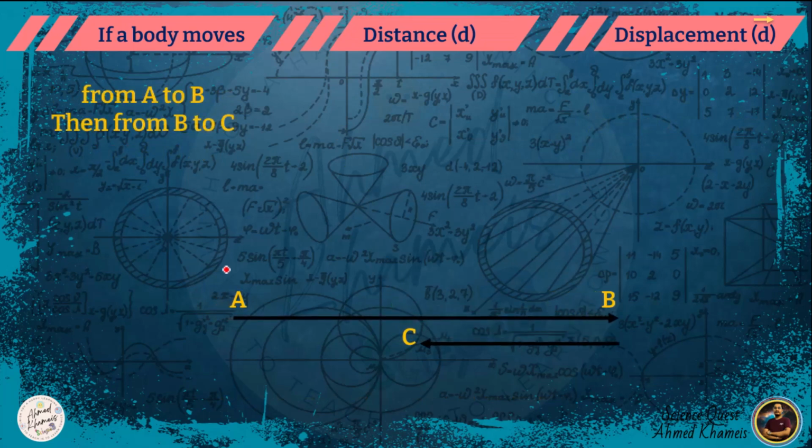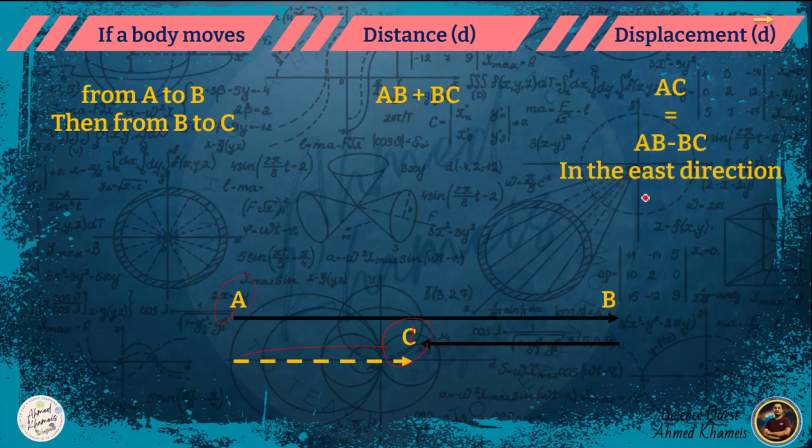If the body moves from A to B and then returns from B to the point C, the distance will equal the length of AB plus the length from B to C. And the displacement is the straight line from starting point to end point. The displacement will be the length from A to C, and in the east direction, because we have to identify the direction of the vector.